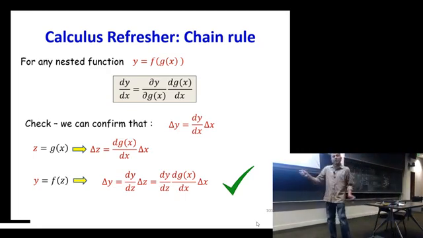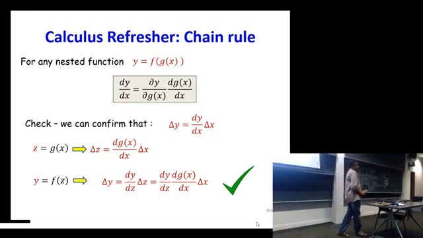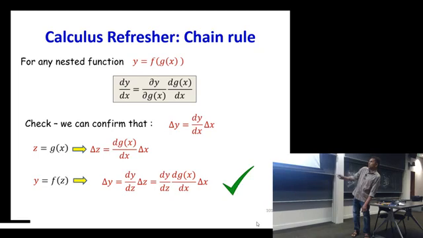Let's see if this can actually be worked out using the basic definition of derivatives. So if the definition of derivatives holds, this must hold, right? Delta y must be derivative times delta x. So first, let me start off by saying z equals g of x. So that is y equals f of z, correct? If I say z equals g of x.